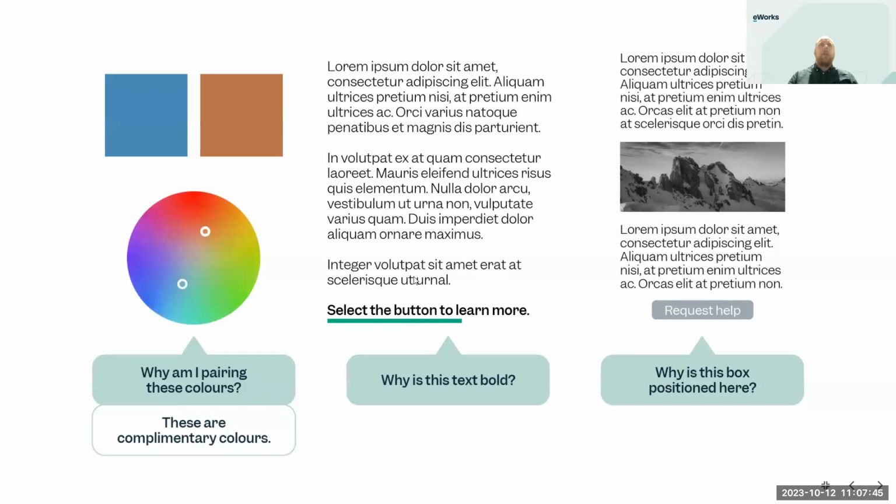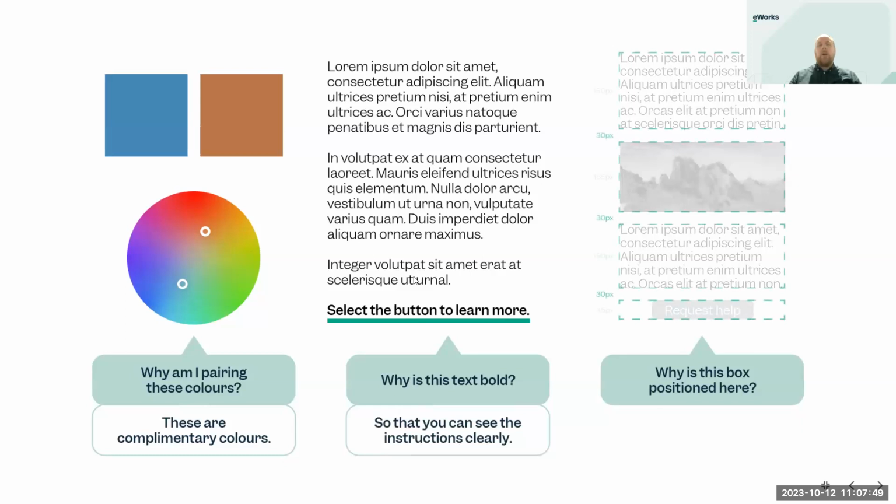So if I reveal to you the justification for these examples, you can see some of the reasons why they work. The first example, these are complementary colors. When you pair them together, they work well together, and they sit on opposite sides of the color wheel, and they increase each other's impact when you see them together.